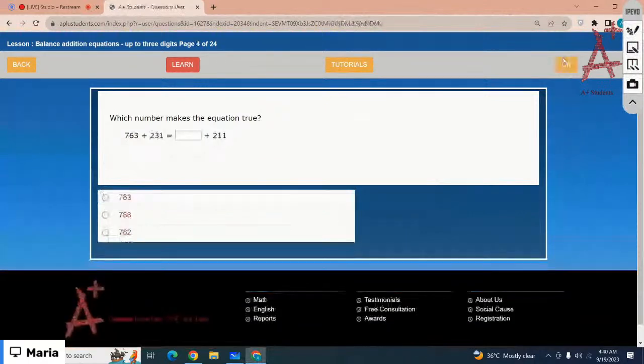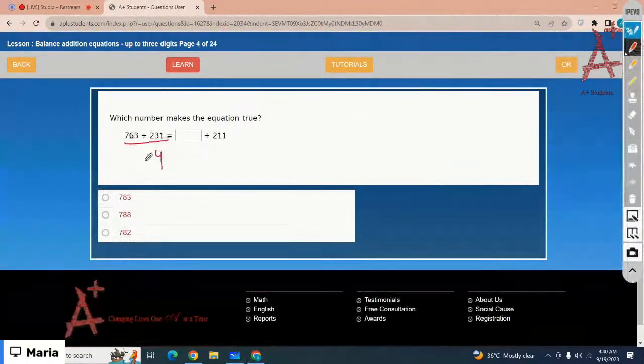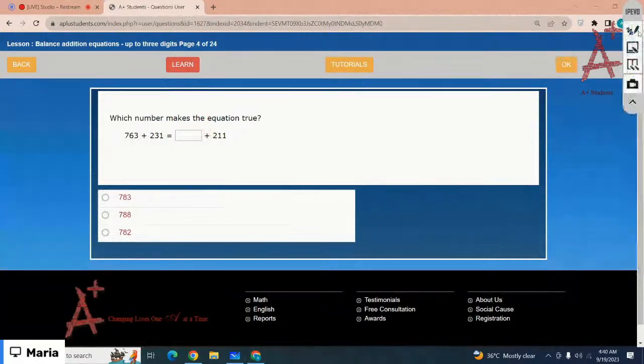Okay, the next one is 763 plus 231. Just add them. 994. You have to find the missing number. Just subtract 211 out of 994. That would be 4 minus 1, 3. 9 minus 1, 8. 9 minus 2, 7. So that means the missing number is 783. Right? Option number 1 is the correct option. Okay, you can complete the lesson by yourself later today.